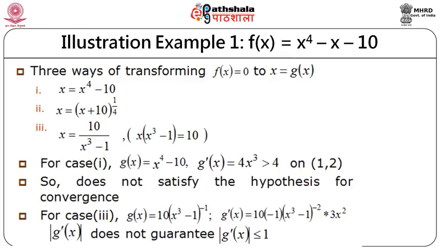So, these are the three options. Let us first look at option number 1 and option number 3. In case of option number 1, g(x) is x raised to 4 minus 10, as we have written x as x raised to 4 minus 10.